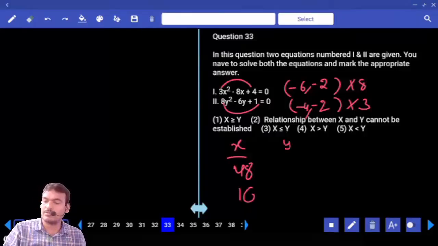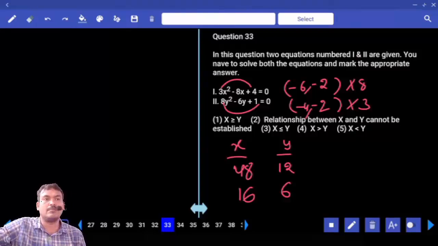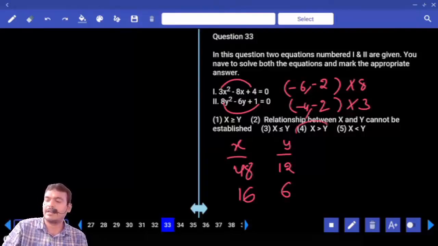What are the y final roots? 3 4 12, 3 2 6. 48 compared to 12, 6 greater. 16 compared to 12, 6 greater. Overall relation, x greater than y.